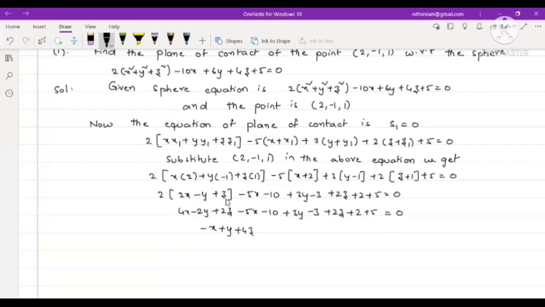Minus 13 plus 7 is minus 6. We get minus 6 is equal to 0. We cancel minus from this equation, we get x minus 5y minus 4z plus 6 is equal to 0. So this is the plane of contact with respect to the given sphere at the point 2 comma minus 1 comma 1. Okay, right.